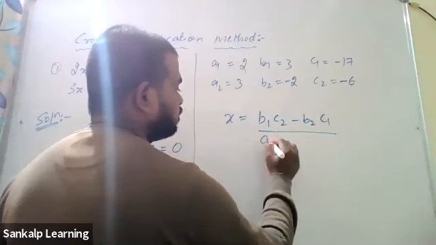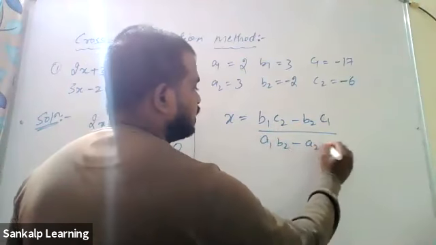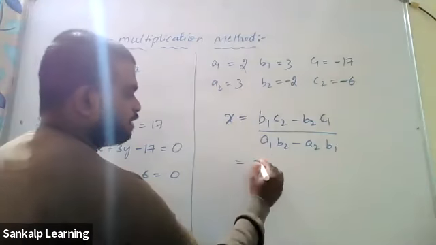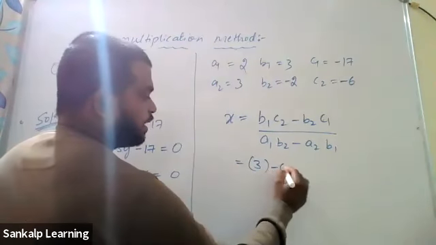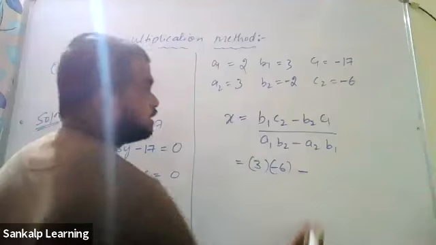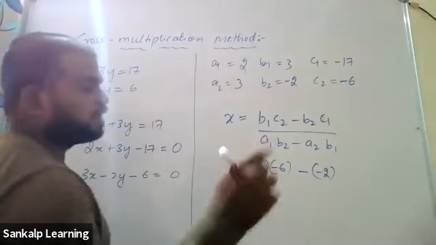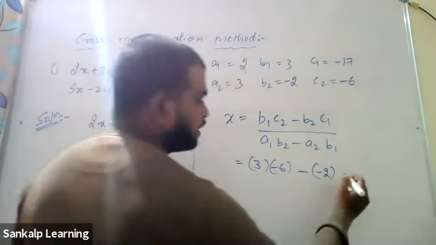B1 C2 minus B2 C1, divided by A1 B2 minus A2 B1. Now substitute the values. B1 is 3, C2 is minus 6, within the brackets, minus B2 is minus 2 within the brackets, C1 is minus 17.